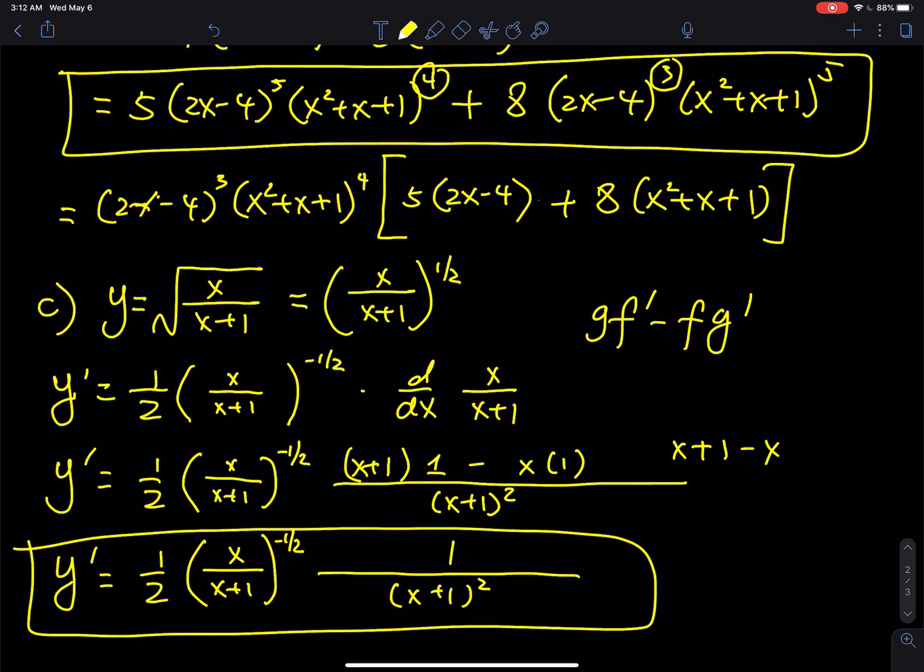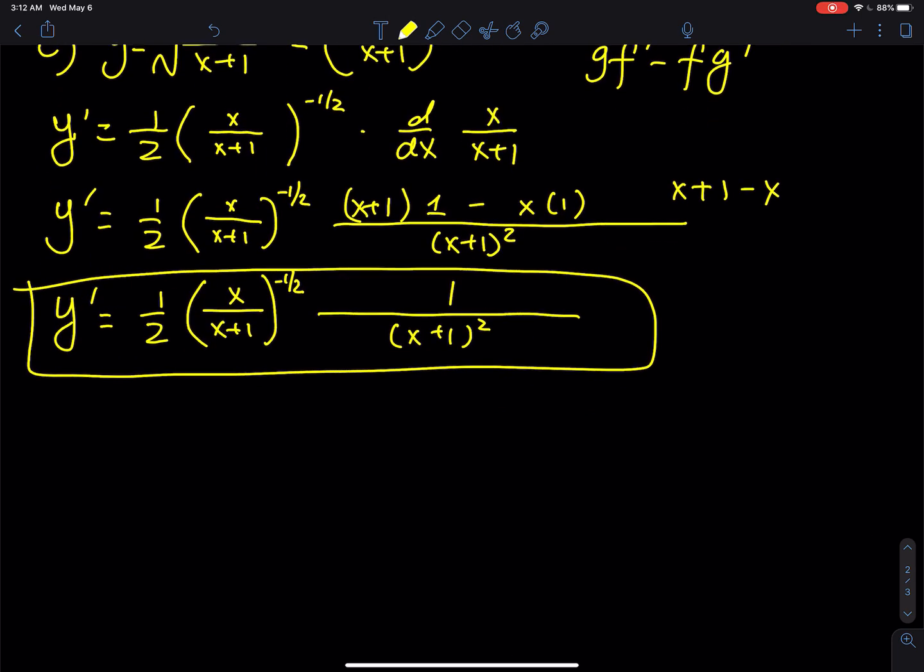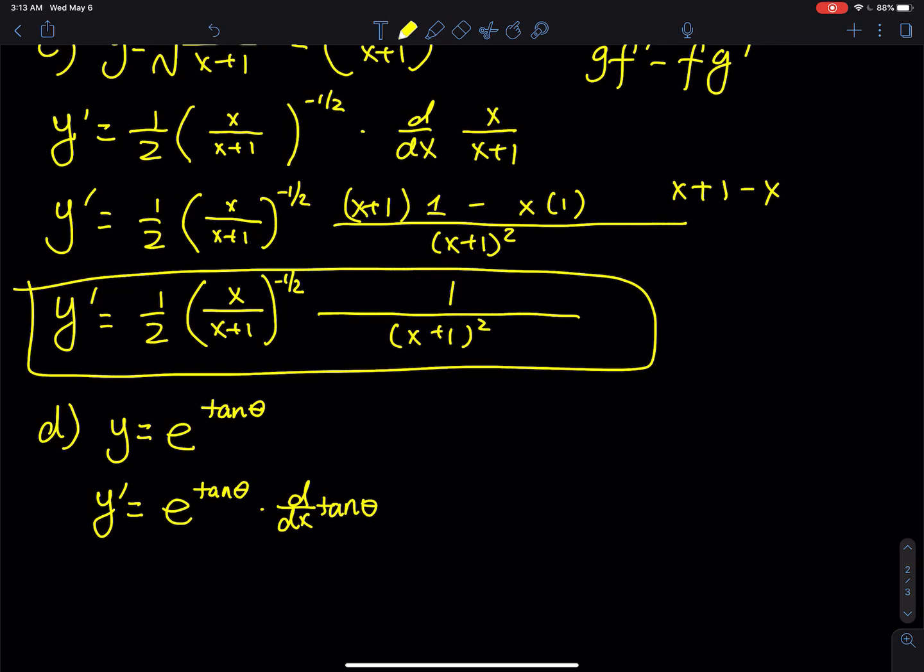All right, doing good, right? So let's move on to part D. So part D, we have y equals e to the tangent theta. Okay, so we have a tangent inside an exponential. So y prime, e to the anything is just e to the anything. However, the tangent is a function, right? So you also need to take the derivative of tangent theta. So the derivative of tangent is secant squared. So you have e to the tangent theta times secant squared theta. So that is your final answer.